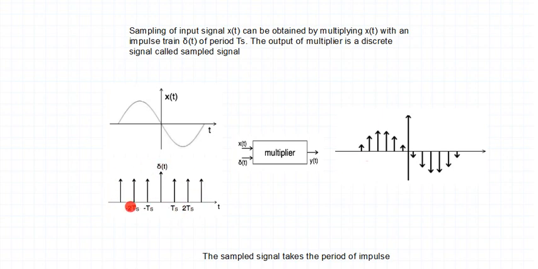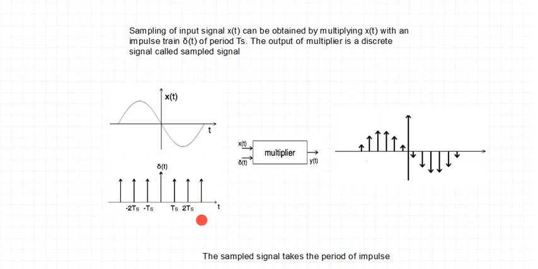It's the impulse at 0 along with all its shifted versions. So this is the impulse which is shifted by a period Ts. This is the impulse which is shifted by a period 2Ts. This is the next impulse shifted by 3Ts. Similarly, this is the impulse which is shifted by minus Ts. This is the impulse which is shifted by minus 2Ts. So all these shifted impulses put together is called the train of impulse.